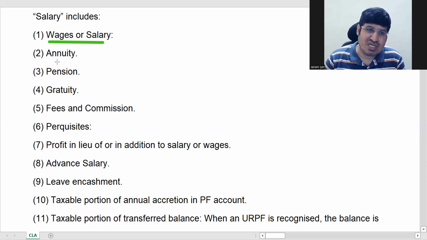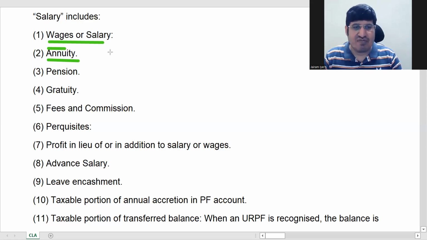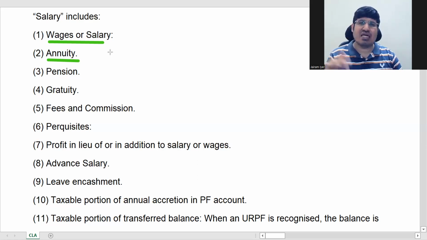Salary includes wages or salary. Annuity is whatever is received every year, as you can see from the name annual. Like pension is received every month, annuity will be something which is received every year. Anything which is received every month also, but is not pension or something, is taxable as annuity. Basically, you can add all the amounts, make it an annual amount, and it comes under annuity.